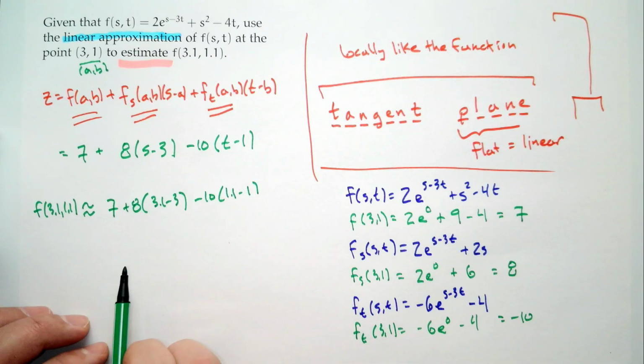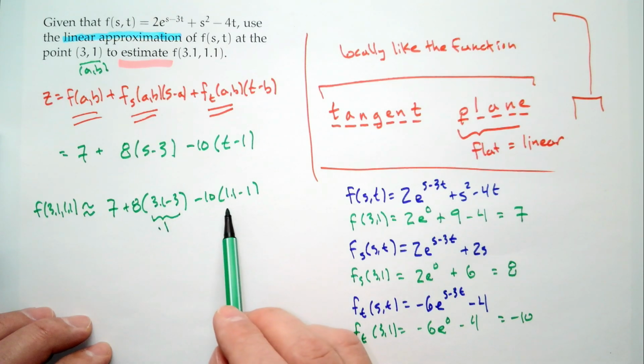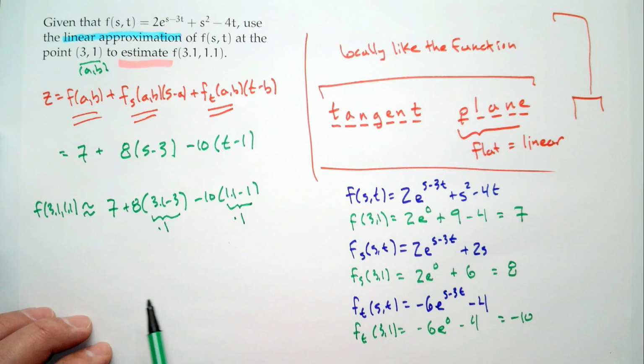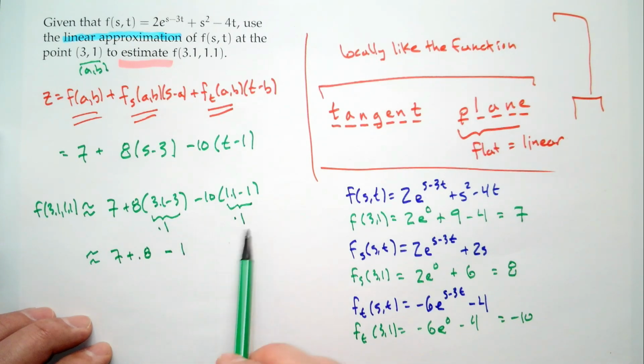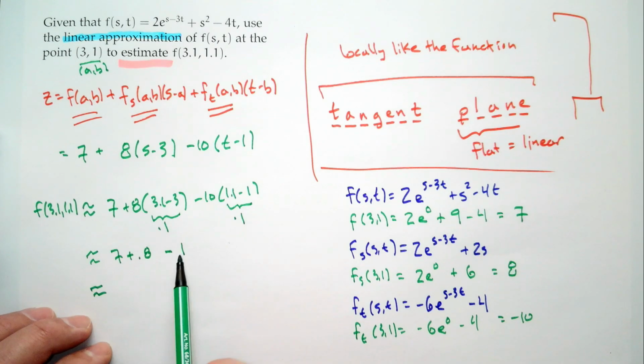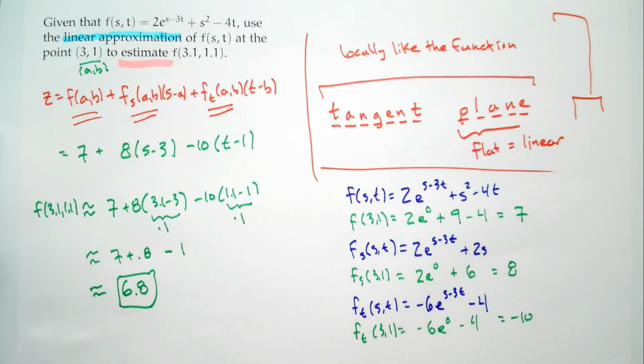Well, these aren't too hard to find. 3.1 minus 3, that's 0.1. 1.1 minus 1 is also 0.1. So you get 7 plus 0.8 minus 1, because 10 times 0.1 is 1. Well, what does that turn out to be? 7 minus 1 is 6, plus 0.8 gives 6.8. So that's the approximate answer.